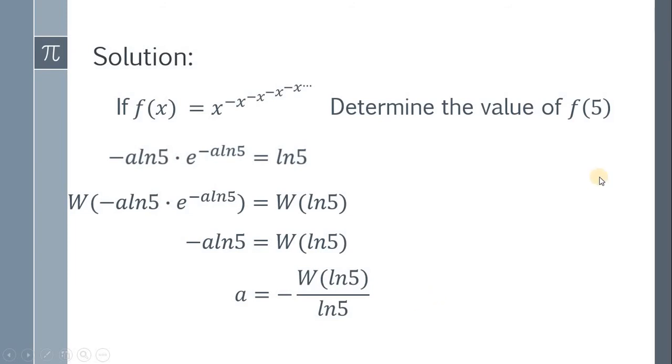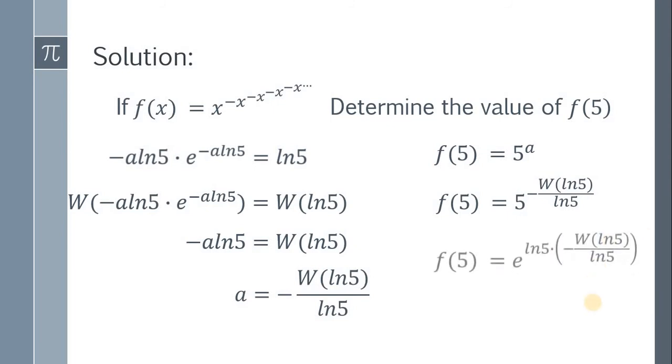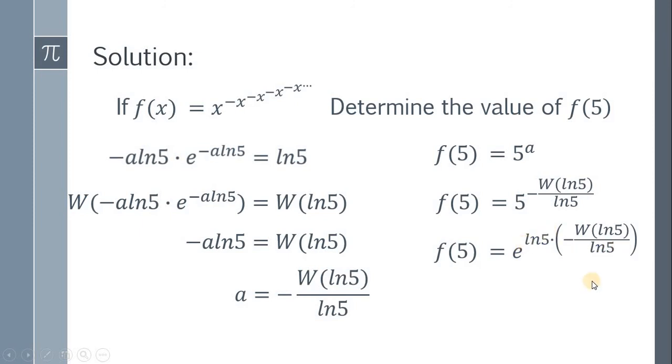Don't forget that we want to find f of 5. So f of 5 equals 5 raised to a. Now substitute the value of a. We have 5 raised to negative W of ln 5 all over ln 5. Next, simplify. Applying some properties of natural log, we have e raised to ln 5 times the quantity negative W of ln 5 all over ln 5. Now, ln 5 and ln 5 cancel out. So we have f of 5 equals e raised to negative W of ln 5.